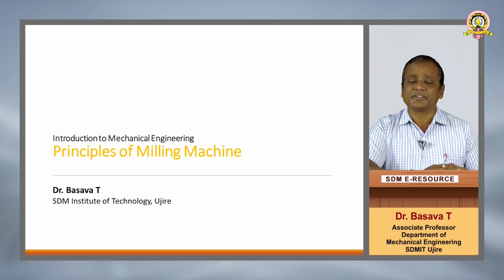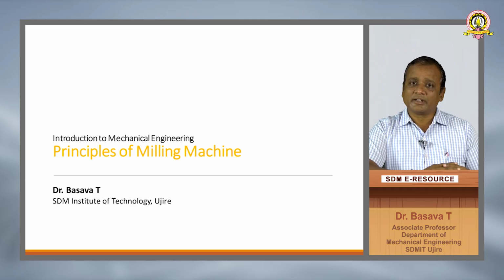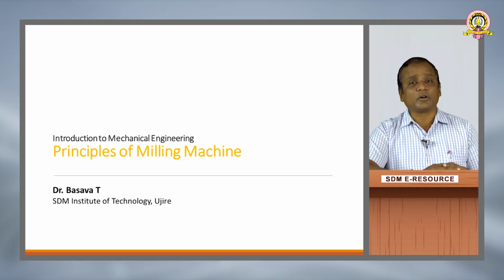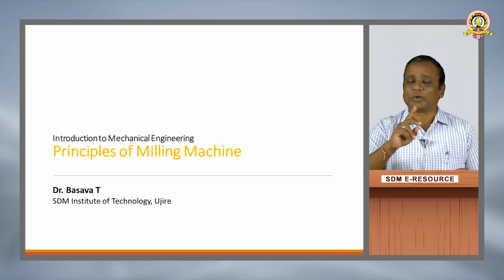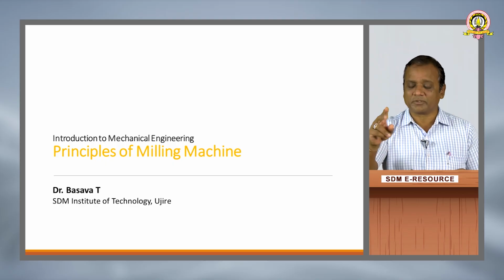In today's session, we try to understand a milling machine and the principles of milling machine. In common, the milling machine has been classified or categorized into two. One is horizontal milling machine and second one is vertical milling machine. Let's try to go through that.